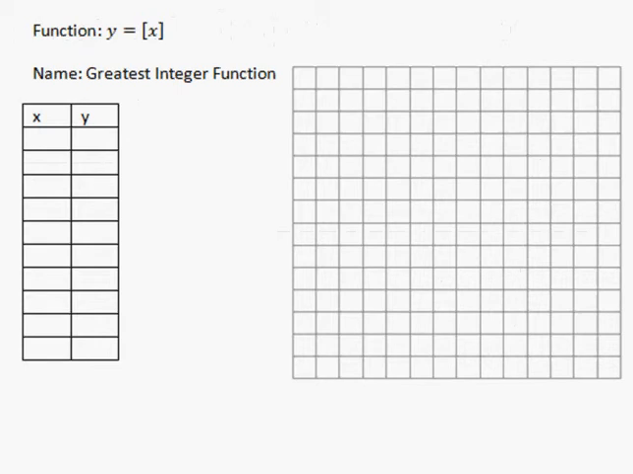Next one looks like this, y equals, and there are brackets around x. So whenever you see y equals brackets around x, the brackets aren't just another way of doing parentheses. It specifically means the greatest integer function. Some people call this the floor function. Some people call it the always round down function.